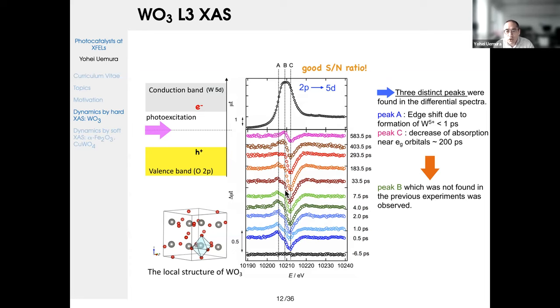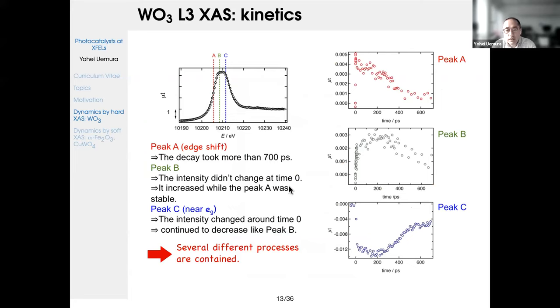So we measured the kinetic traces of these three peaks. First we measured the peak A position, then after the photo excitation, that's the time zero position. Its intensity increased a lot, very fast, then it gradually decreased. And the peak C has a similar trend at the time zero position, but after the initial rise of the photo excitation, it slightly decreased its intensity.